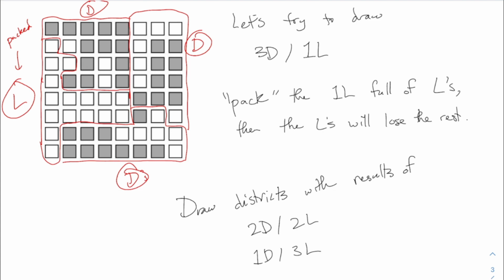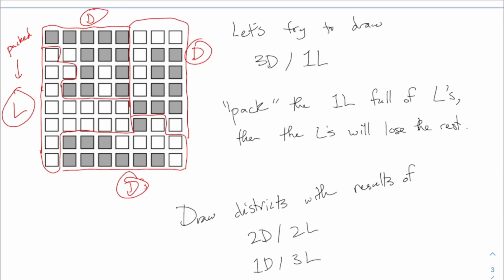Anybody else need a paper? Yeah, I'll give them another. I'll give you a moment, and then I'll walk around and see how you feel.